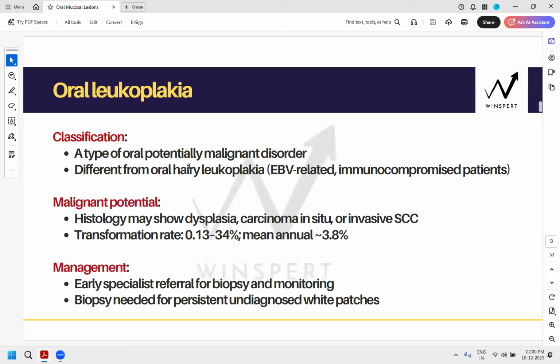It is a misnomer. It is not hairy in appearance. It is a leukoplakia only, white patch only, but it is not potentially malignant. It is associated with HIV. So test for that, but do not consider it potentially malignant, and it's a viral disease. All right. Understood? Everybody. Makes sense, right?